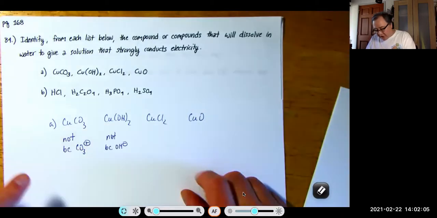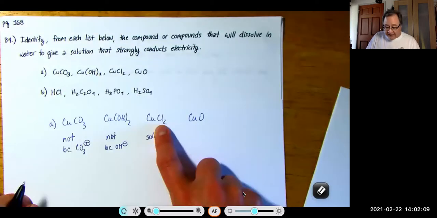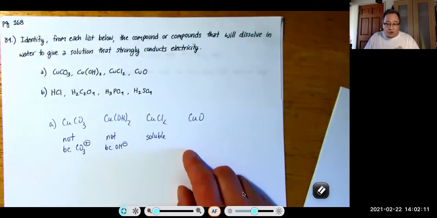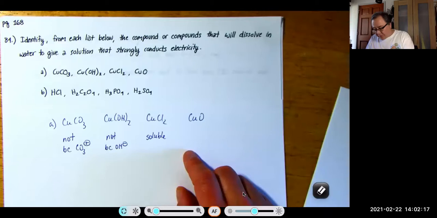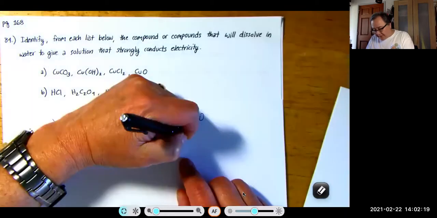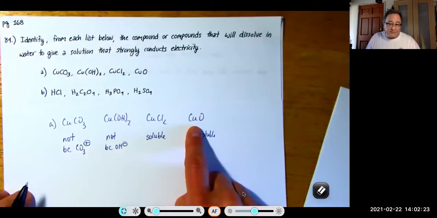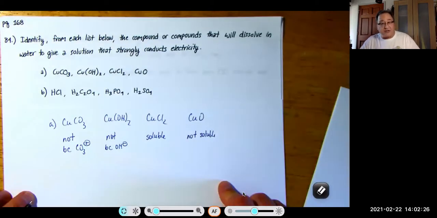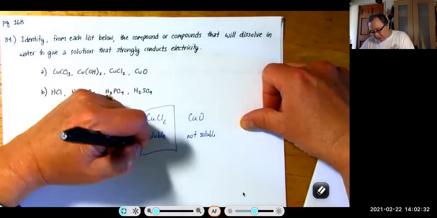This one is soluble because halides are soluble unless with silver or lead. Those are the two major ones. Okay. And this one is not soluble because oxides tend to be not soluble unless you have sodium oxide or something like that. So this is the only one that's soluble, and it's because of the chloride ion.